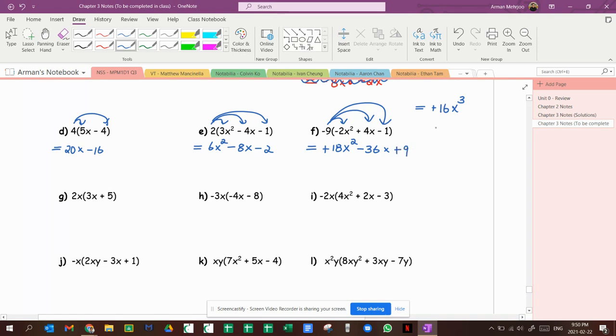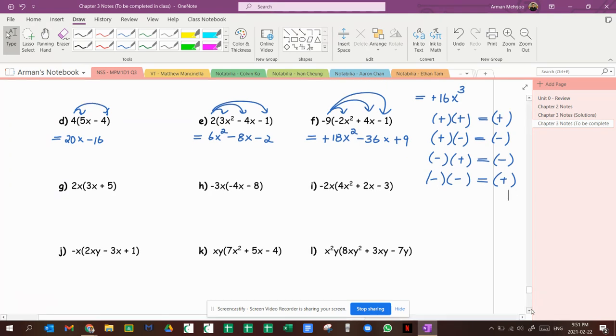So if you ever get confused, just remember, positive number times positive number is a positive number. Positive number times negative number is a negative number. Negative number times positive number is a negative number. And negative number times negative number is a positive number. So you got to make sure you commit this to memory.